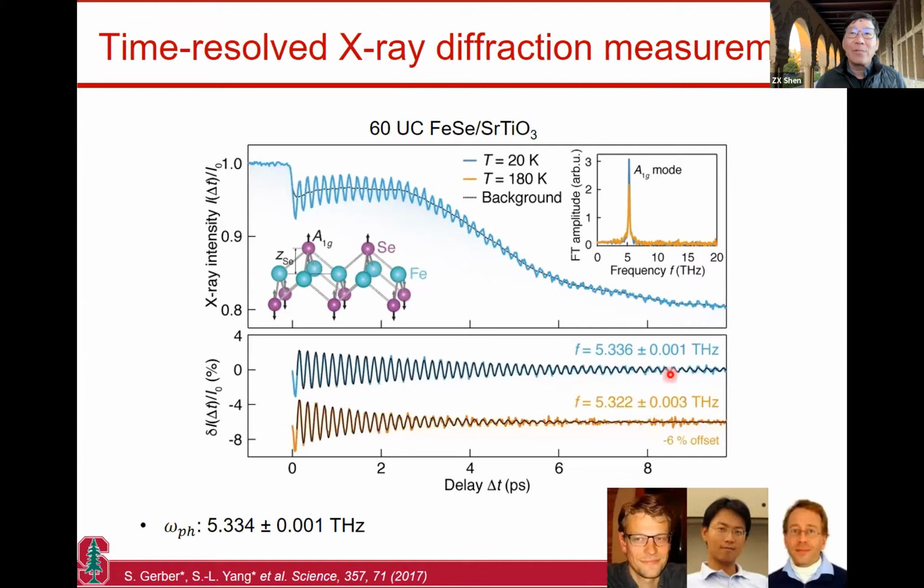And if you do a Fourier transform, indeed, you see a mode, the A1g mode, at a frequency of 5.33 terahertz. Okay, so this will allow you to learn something. We're pretty lucky that Raman scattering has been done in this case, and it turns out this mode is exactly the vibration that is moving these atoms up and down. So that's what we want.